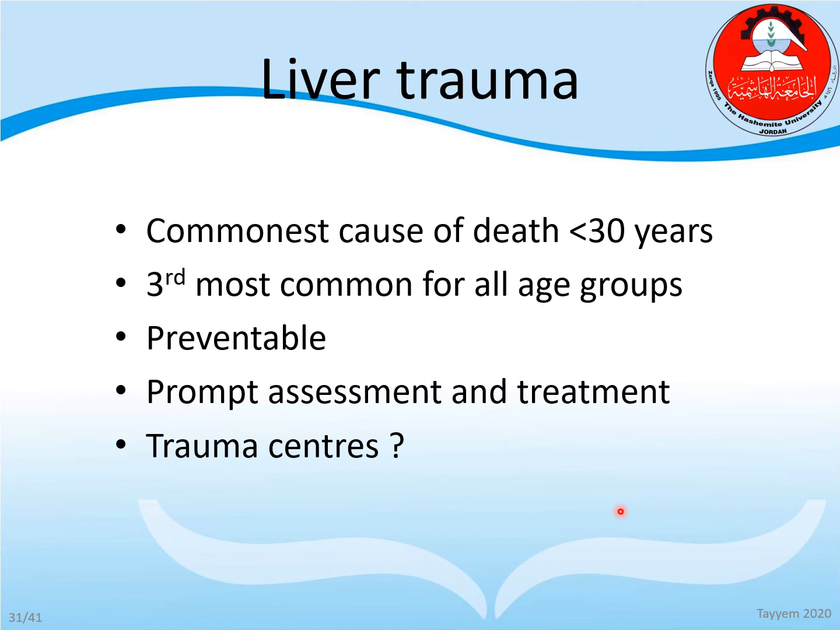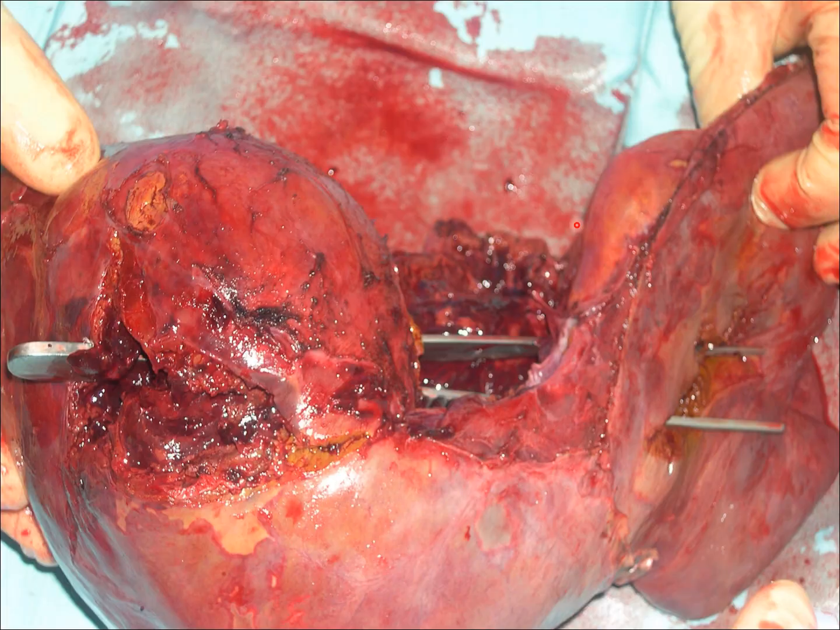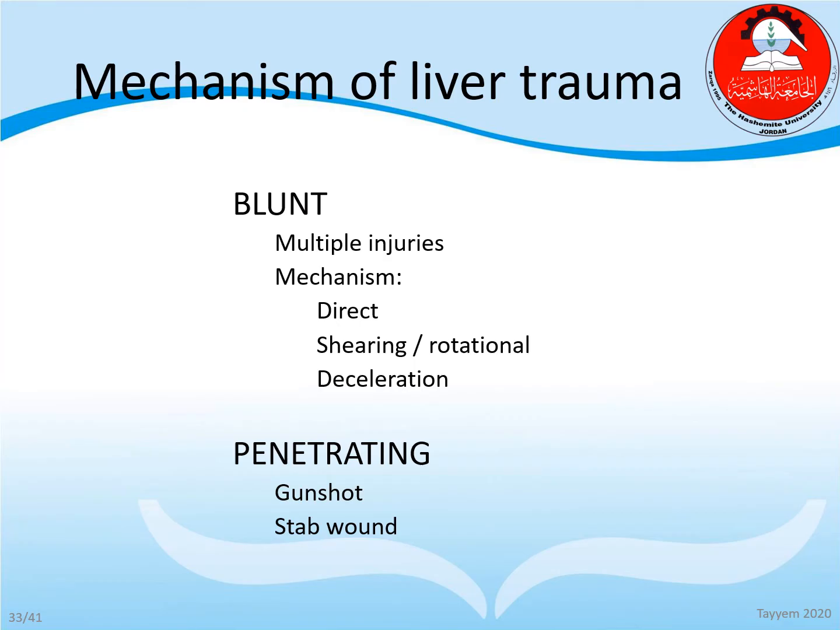Liver trauma is the commonest cause of death in the young population, and the third commonest cause of death for all age groups. It's a preventable cause of death, and it requires prompt assessment and treatment, and the presence of a trauma center might reduce the mortality and morbidity from liver injury. You can see here a bullet injury in the liver.